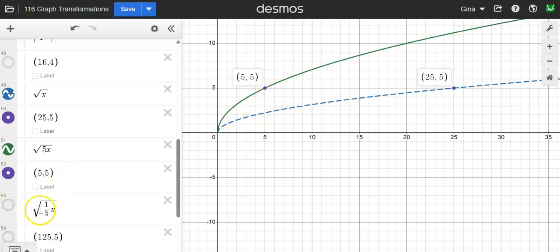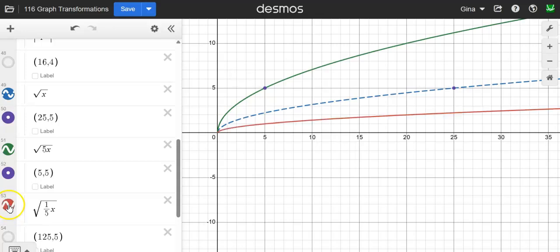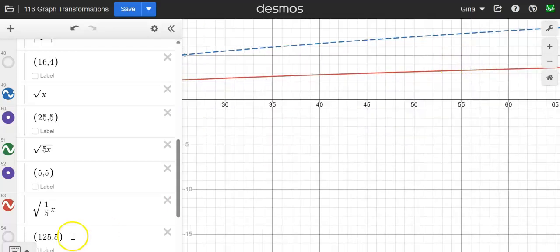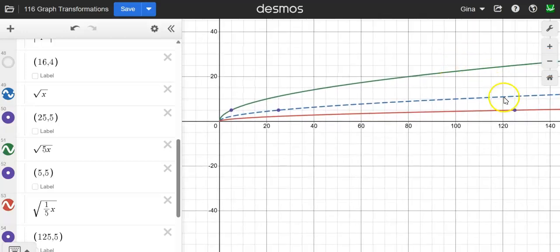When I have a 1/5 on the inside of the square root, now to get to that output of 5, I've got to go all the way out to 125. Let me zoom out here. All the way out here to get that same level of growth. So the 1/5 is actually stretching the graph out to the right, where the 5 is compressing the graph more towards the y-axis.